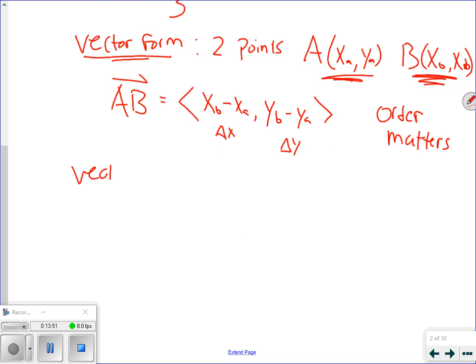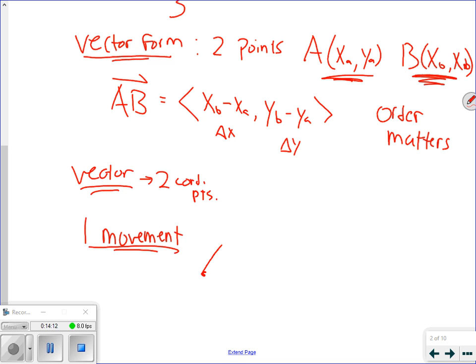Now, you need 2 coordinate points to define a vector. I'm trying to define the difference between vectors and parametrics here. With a vector, you have one movement, like here's point A, we move to point B. A to B, right? That is a vector. And with that movement, you have 2 things: a direction, which is an angle, and a magnitude, which is a length.